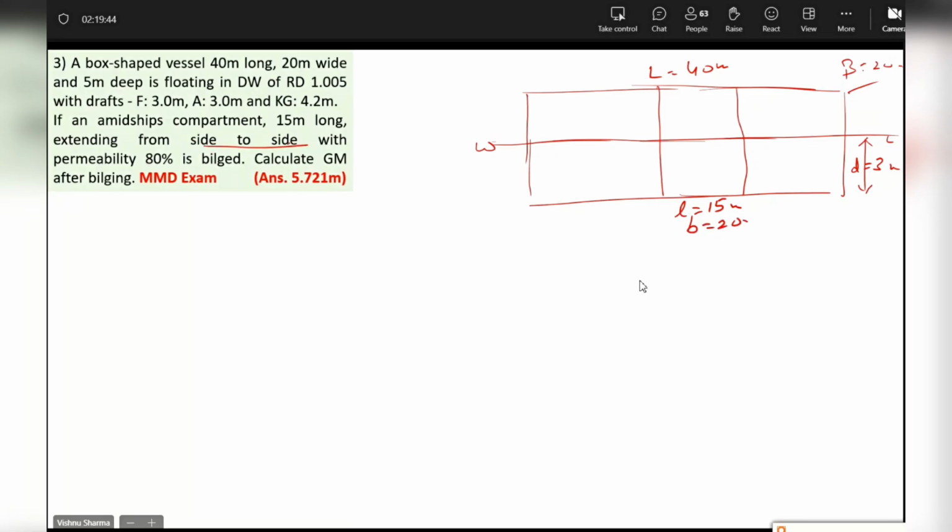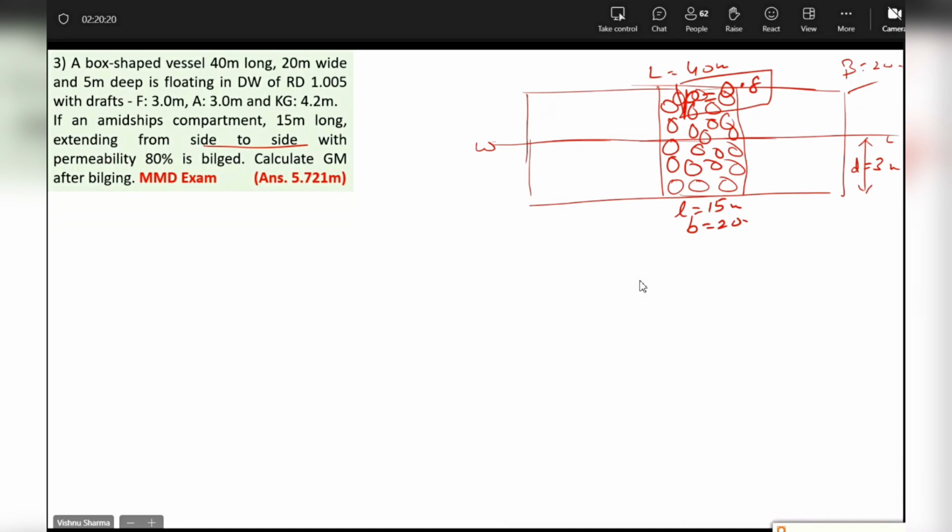Why is it saying side to side? With permeability of 80%, guys. And now when there is a permeability in the question, I suggest we do like this in the compartment. This will keep reminding us that there is some cargo in the compartment. And permeability, 80% or 0.8, whatever you want to write, because 80 upon 100 is 0.8, right? Is bilged. Calculate the GM after bilging.